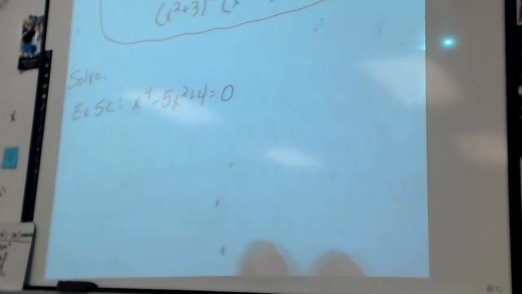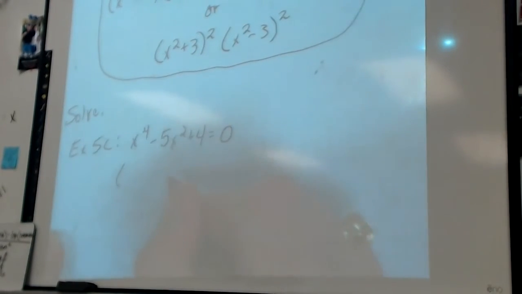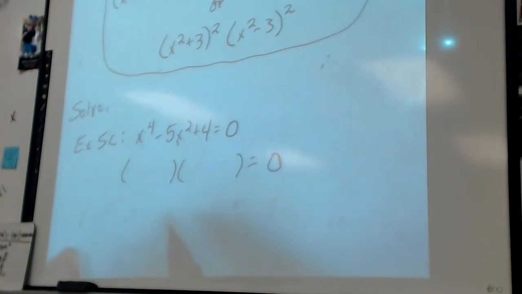What's this thing called when it looks kind of familiar but the exponents? Quadratic form. So this is even, that's half, so we can use our quadratic form. So what goes at the front? x squared, x squared. What multiplies to get 4 and combines to get negative 5? Negative 1 and negative 4.